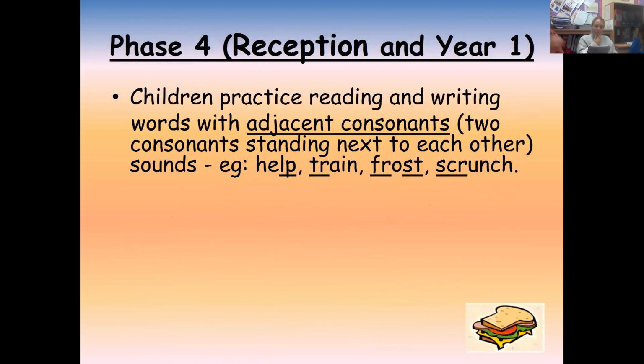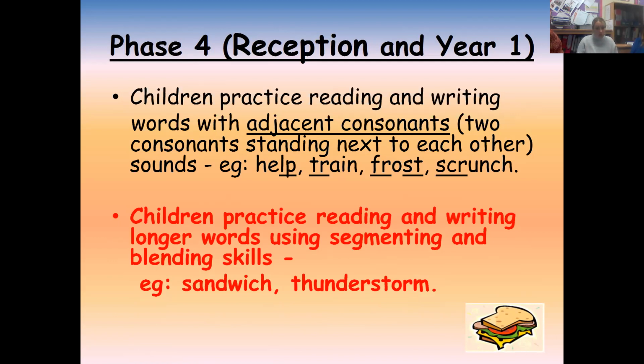Okay, so in reception and in year 1, children are taught phase 4. This is where children practice reading and writing words with adjacent consonants, so 2 consonants standing next to each other. If we look at the word, for example, help, we've got h, e, and then the lp. We encourage the children to read those 2 as one sound rather than breaking it down into separate sounds. Children also practice reading and writing longer words using segmenting and blending skills. So we have the examples of sandwich and thunderstorm underneath. The children will begin to learn to break down words like thunder and storm and then bring them together. Although it might seem a little bit out there, the children will learn how to read those words during reception and year 1 too.